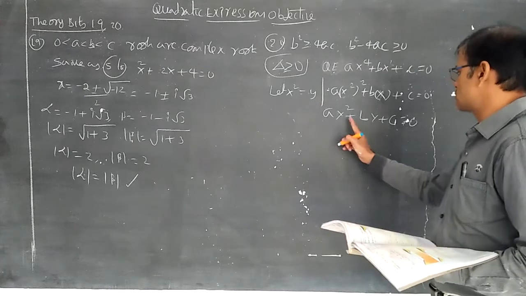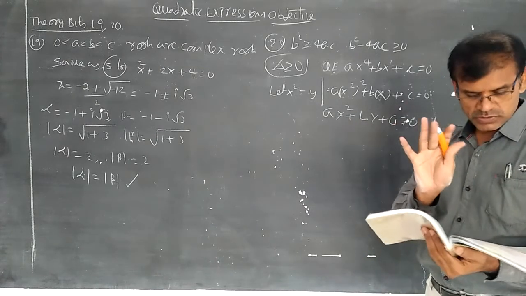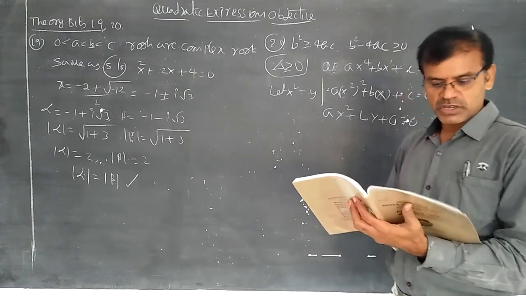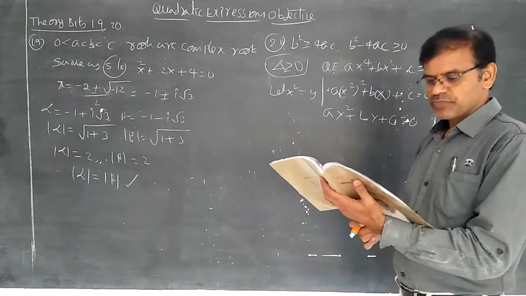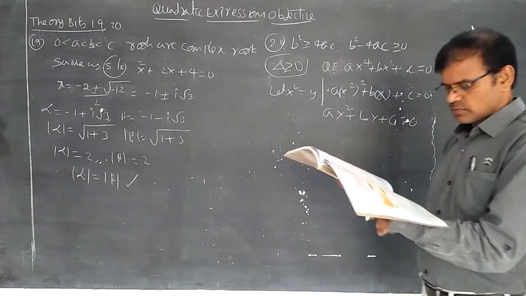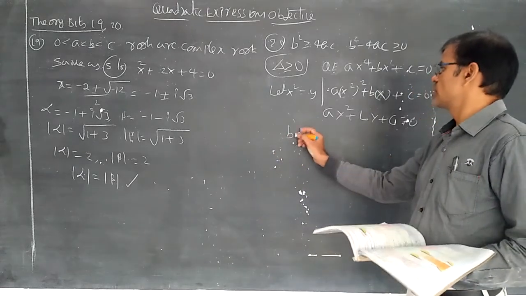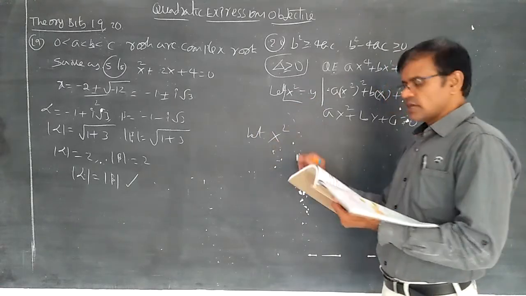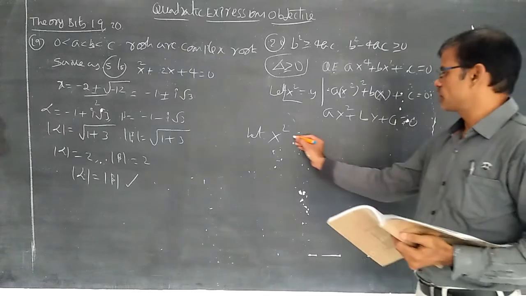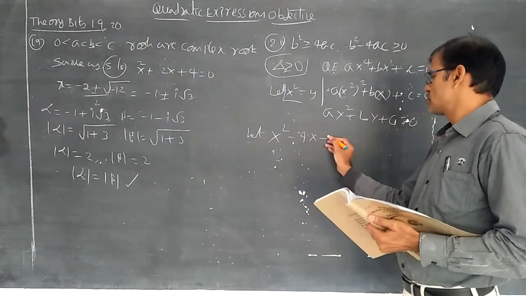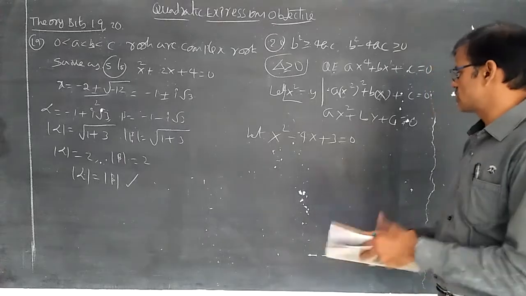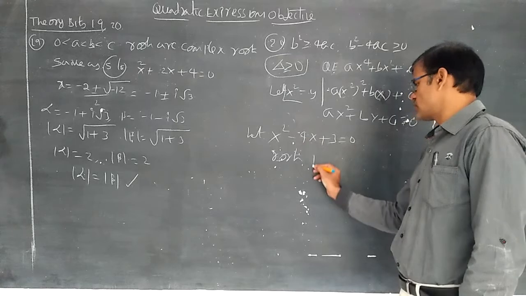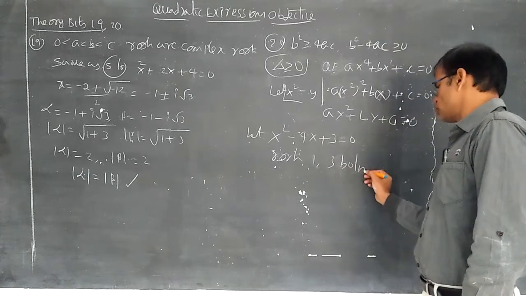Whenever x square is equal to y, it is positive, so everything is positive. a, b, c are positive, a greater than 0, b greater than 0, c greater than 0, not like that. Whenever x square is equal to y, let us write an example, students. x square minus 4x plus 3, let us consider. Roots of x square minus 4x plus 3 are 1, 3. That is, both roots are positive.